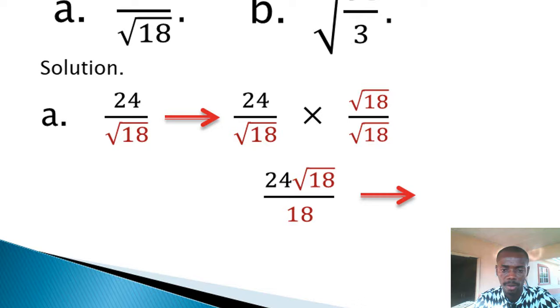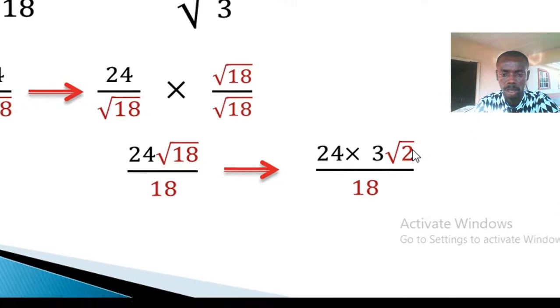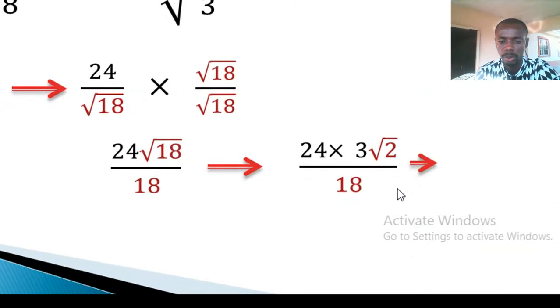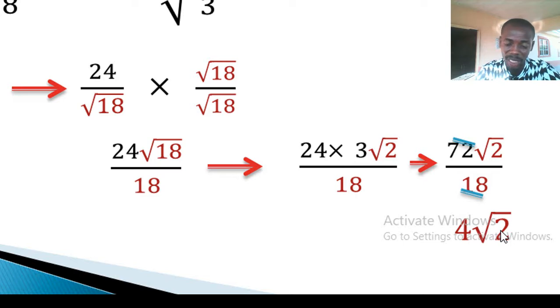So, and that further gives us 24 multiplied by 3 root 2. So from root 18 we have 3 root 2. Okay, and from there you have 72 root 2 then over 18. So let's simplify. Any common factor? Do we have any? Of course we do. 18 is a common factor between 18 and 72. So dividing by 18 we have 4 over 1. So that gives 4 root 2. I believe that is understood.